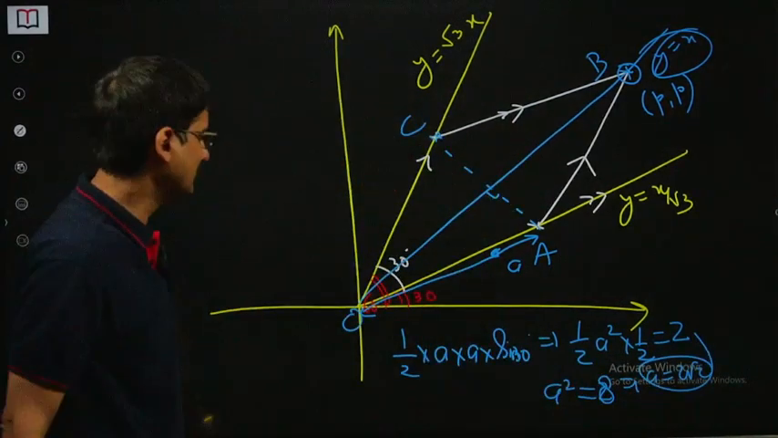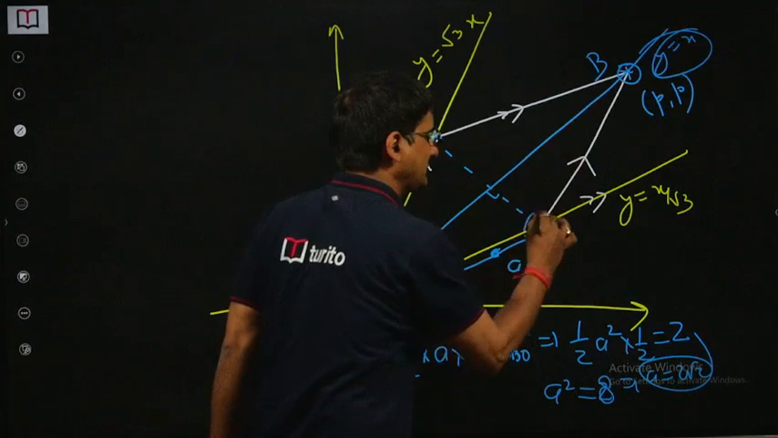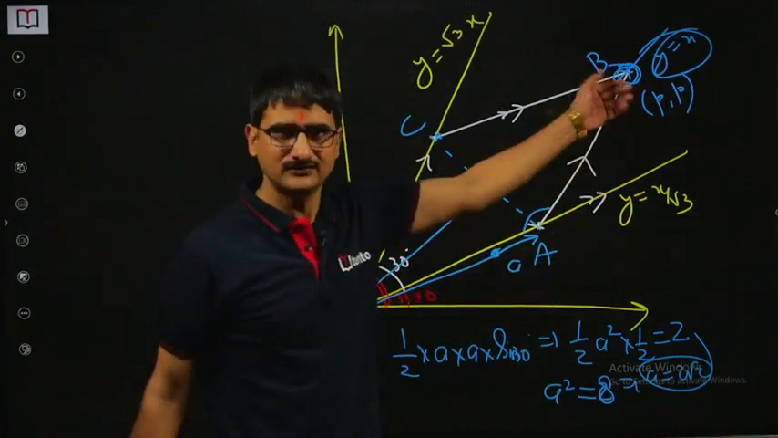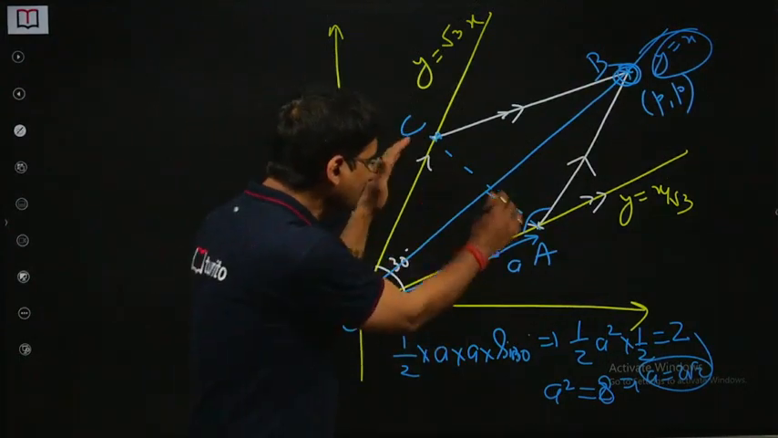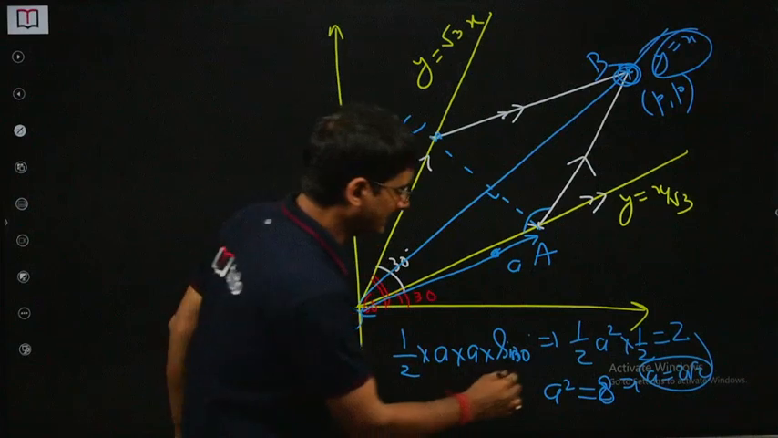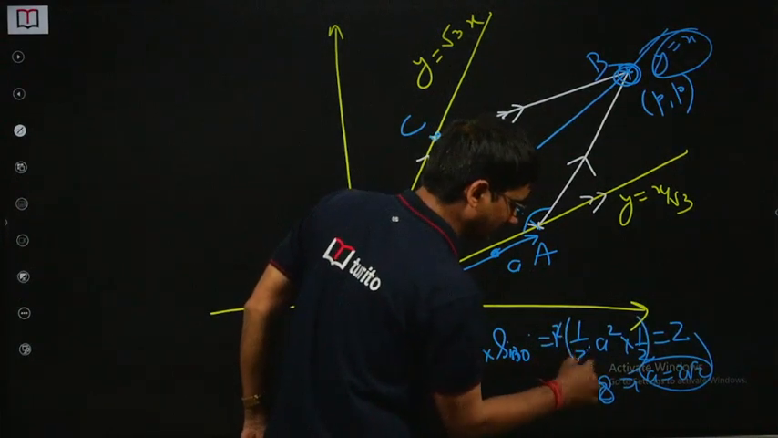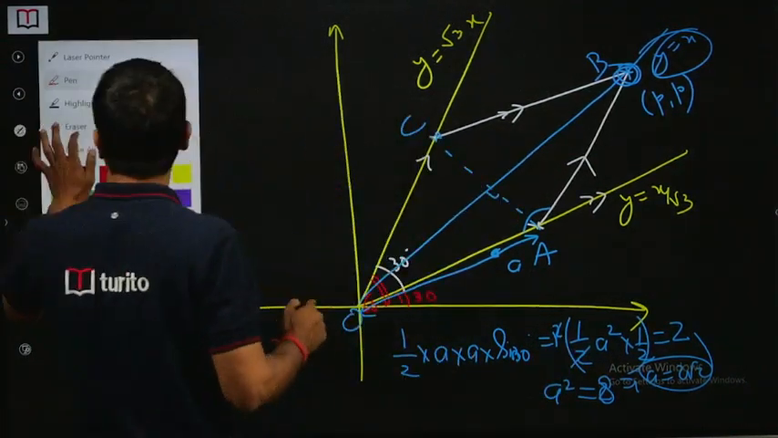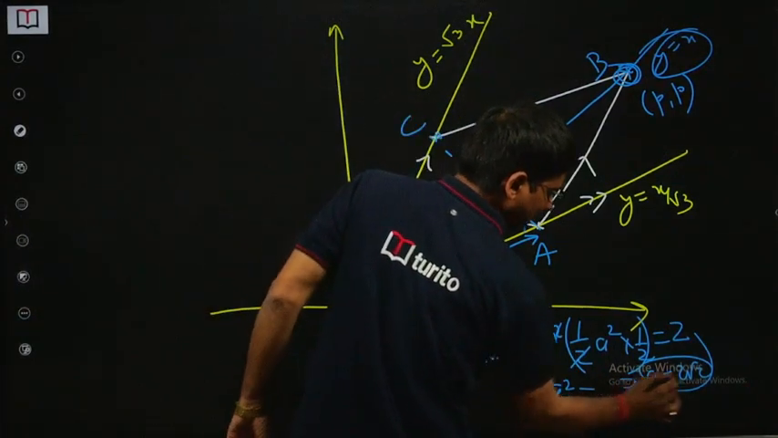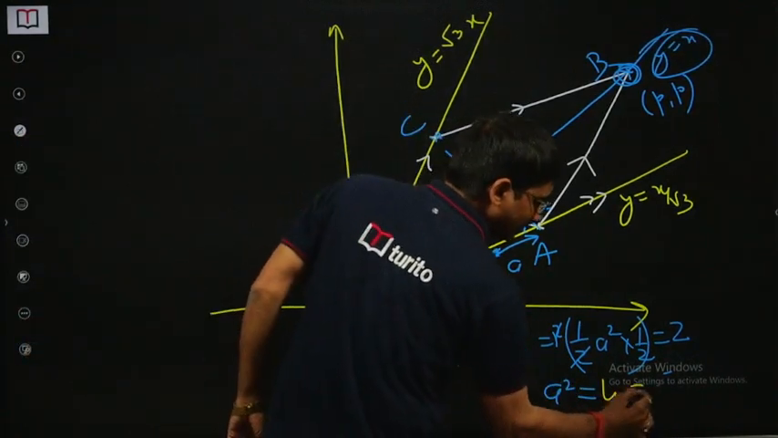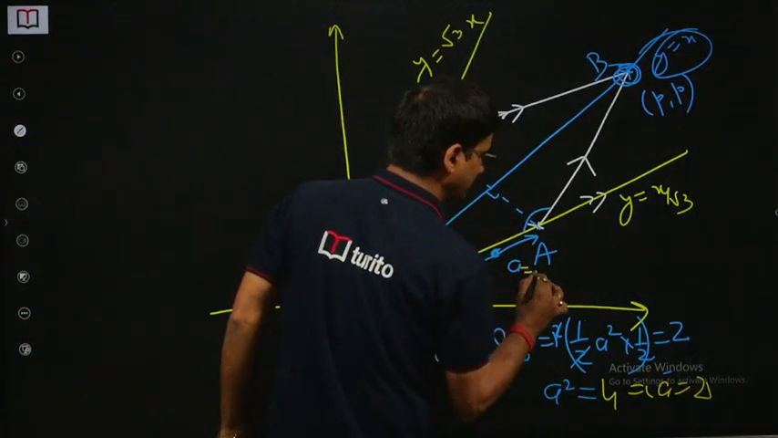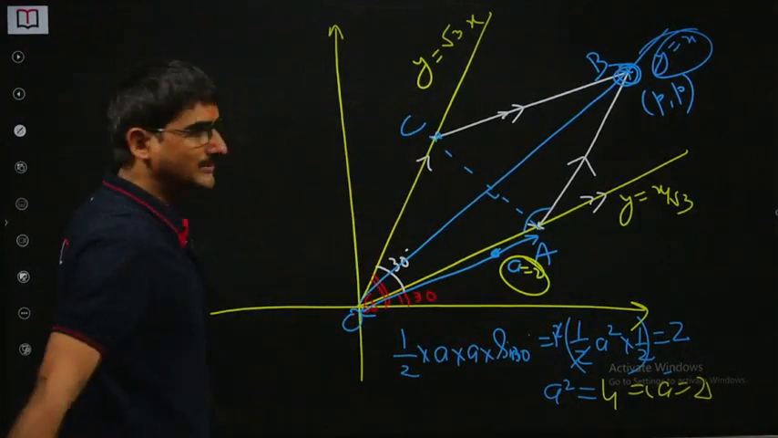We got it. Now, if I have to get this length, because that's the vertex we need. I'm sorry, this is the area of the triangle. We need the area of the rhombus. So I need to just multiply it by 2. So 2 gets cancelled. I'm sorry, A square is not 8 actually. A square is 4. So A is 2. Right. Now see, we need this length.